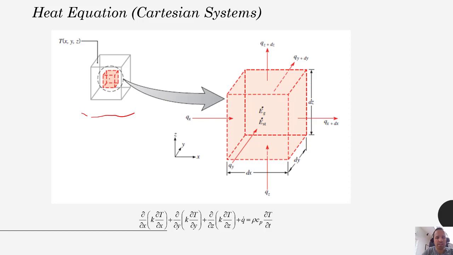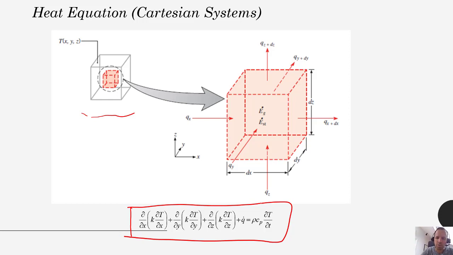computed an energy balance. We eventually shrunk the dimensions of our system, delta x, delta y, and delta z, down to be infinitesimally small, or differentially small. And that created this partial differential equation known as the heat equation, or the heat diffusion equation. So this is how it looks in Cartesian coordinates.